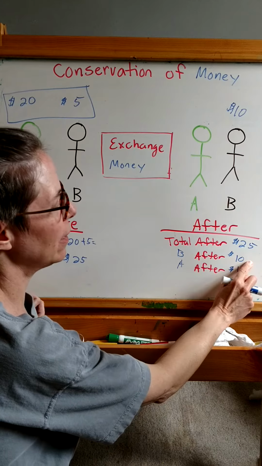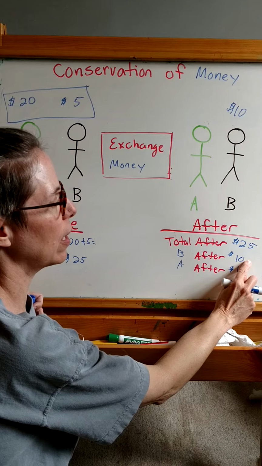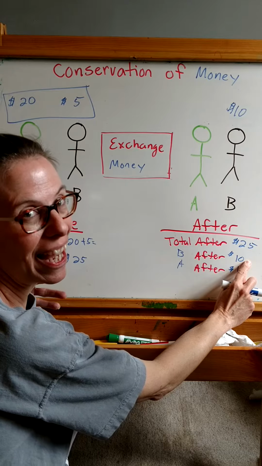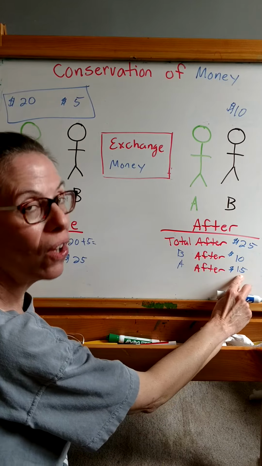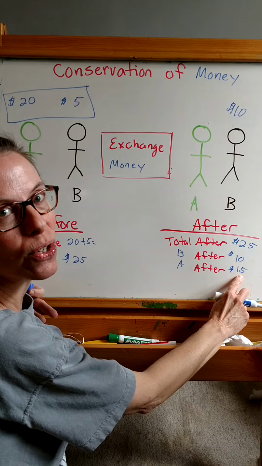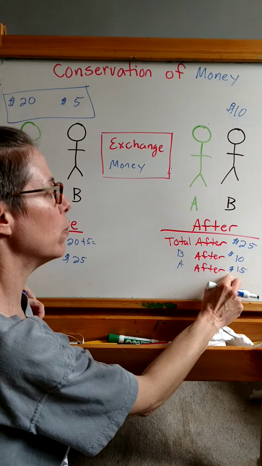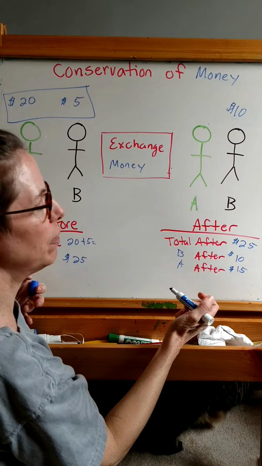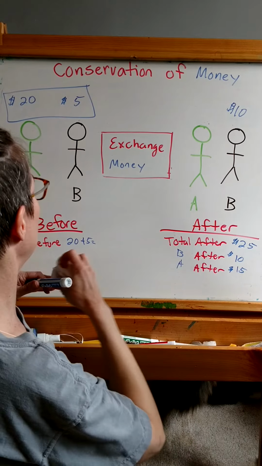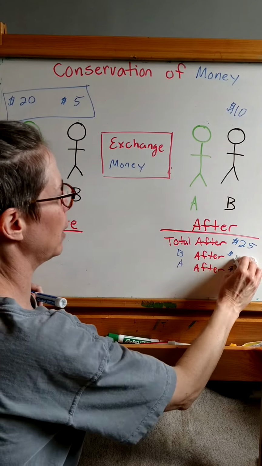Person B got $10. They have $10 now. That means that they had to have gained $5. That means person A lost that same $5. $5 traveled from person A to person B. That's how we would figure that out. And we can do this for any amount of money that we want to talk about.